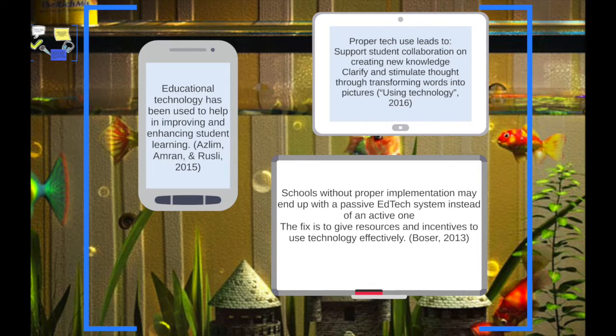Some of these gains can be difficult to measure, however, as many states are not tracking the outcomes for the expenditures related to educational technology. Additionally, without proper training, many schools revert to the traditional uses of technology as a passive system rather than an active one. Solutions to this problem include providing those responsible for implementing educational technology with the resources and incentives to utilize technology effectively. When used properly, technology can support student collaboration on creating new knowledge. Technology can also clarify and stimulate thought through transforming words into pictures.